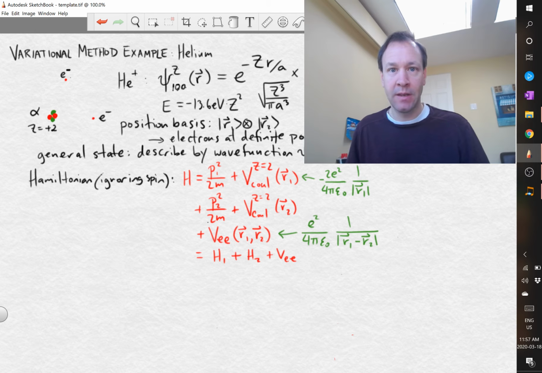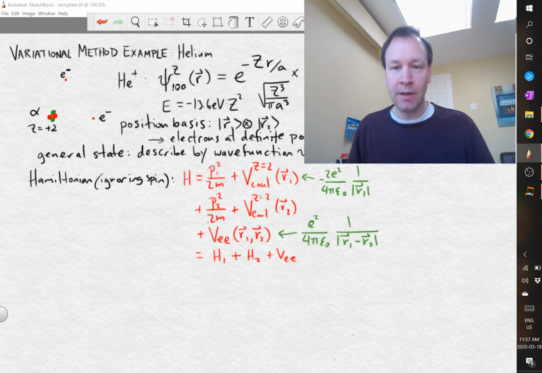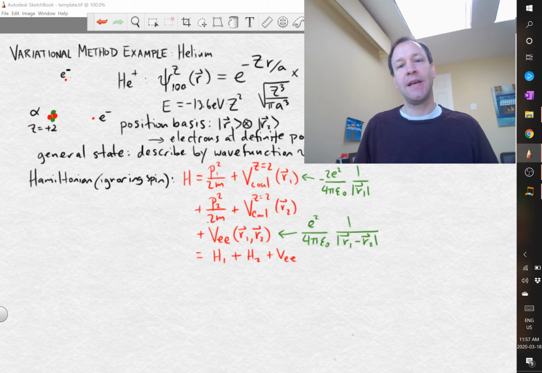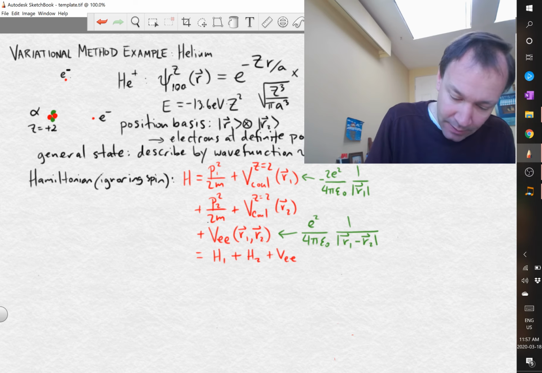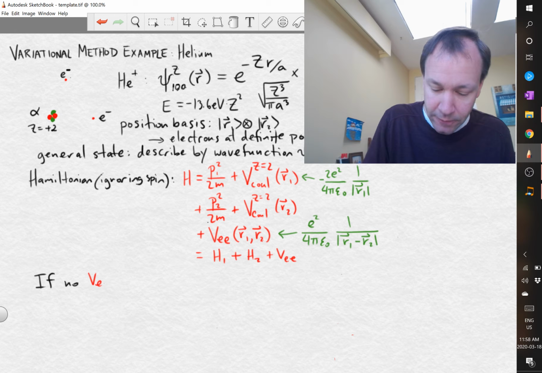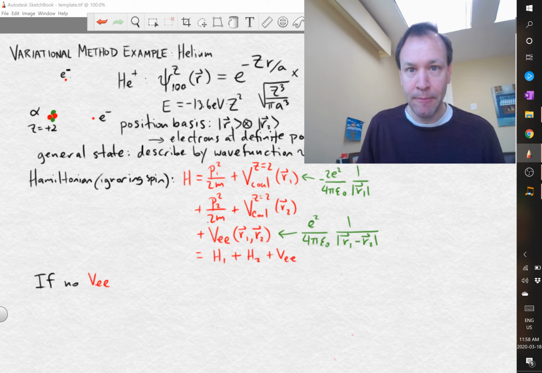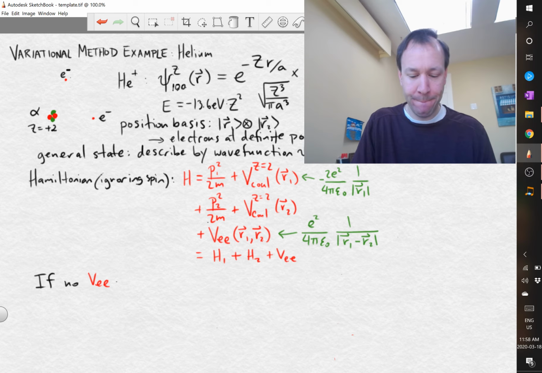All right, so how do we think about the ground state of this atom? One thing to note is that if we didn't have the interaction between the two electrons, this would be a very simple problem. So if there were no V_EE, if you want, stop the video and think about what the ground state energy would be in that case.